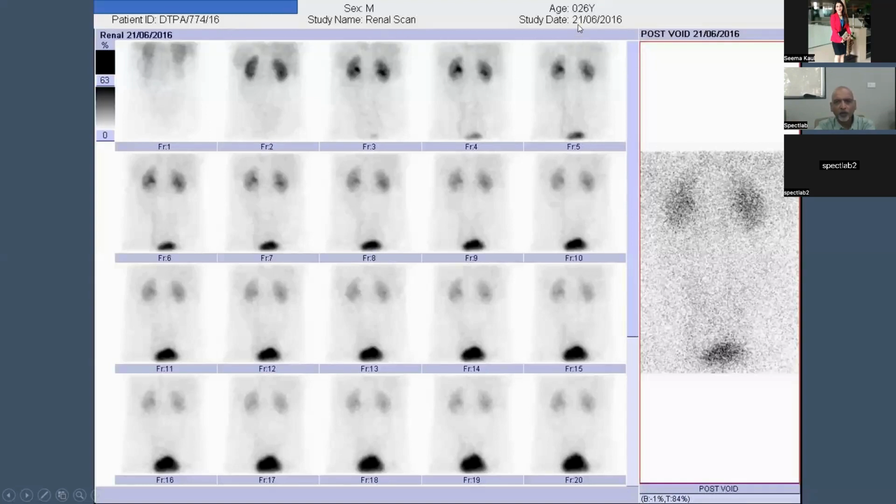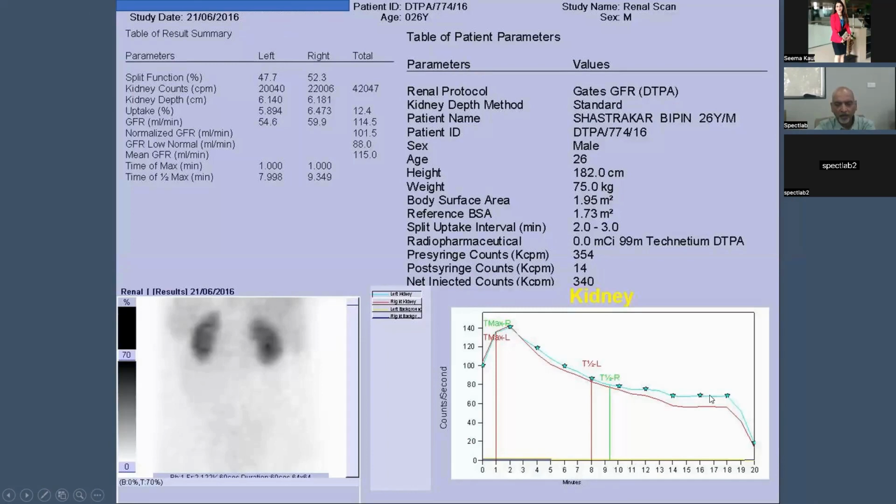This scan was done on 22nd of April, and post-procedure, this was on 21st of June. In about 2 months' time, you can see both the kidneys, even the left kidney, show good uptake and excretion. The renogram pattern is virtually normal bilaterally, there's no retention.